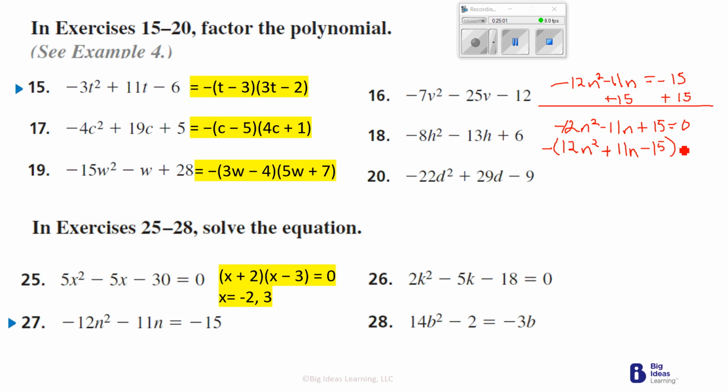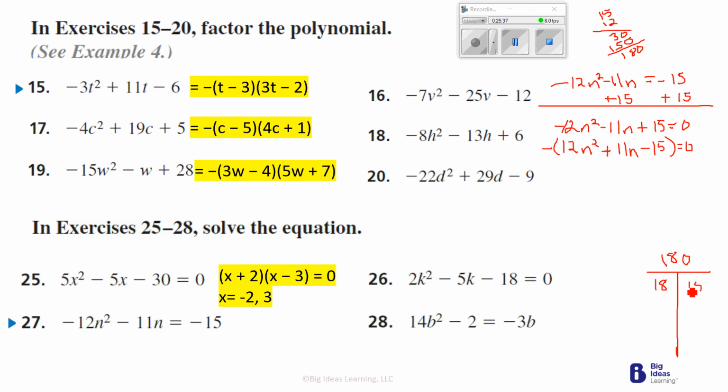equals 0. Now we're going to have to go ahead and find what 12 times 15 is. Wow. So 12 times 15. Well, I know that's going to be 30 up there. And let's see, 15 over here. That's going to give me 180. So I need two numbers that will equal 180 that are going to be 11 apart. Well, the first ones I want to think of are going to be 18 and 10. That's not going to work because those are 8 apart.